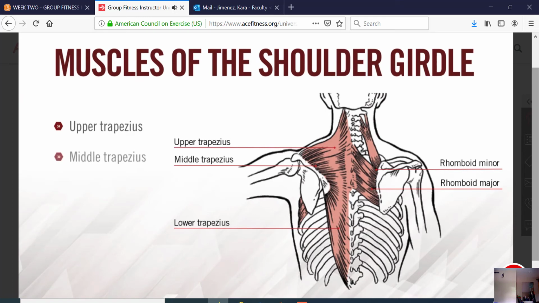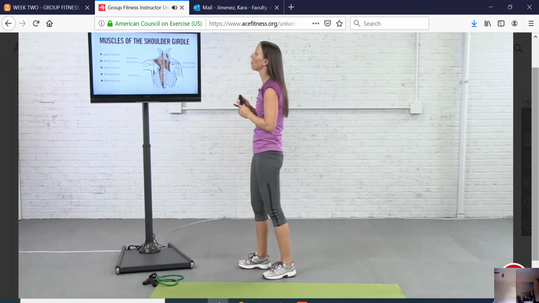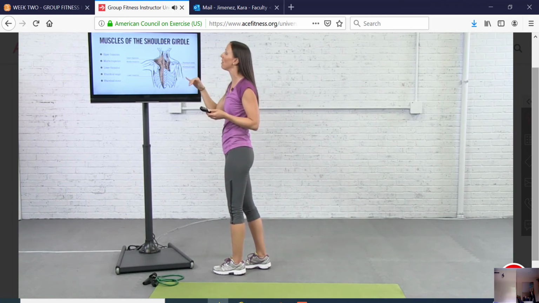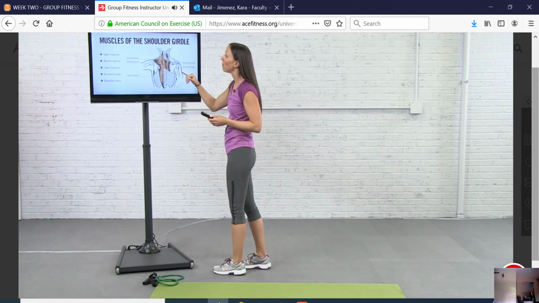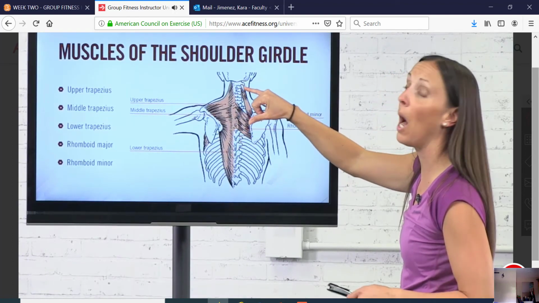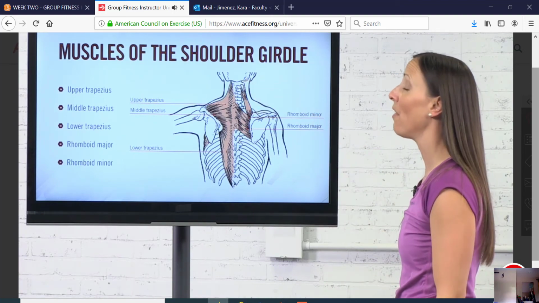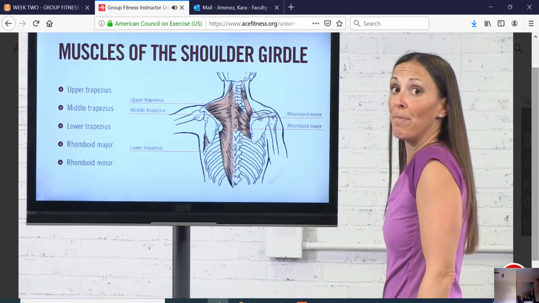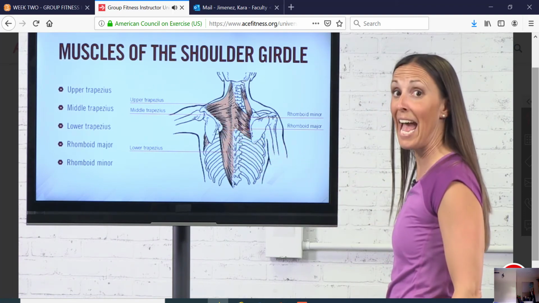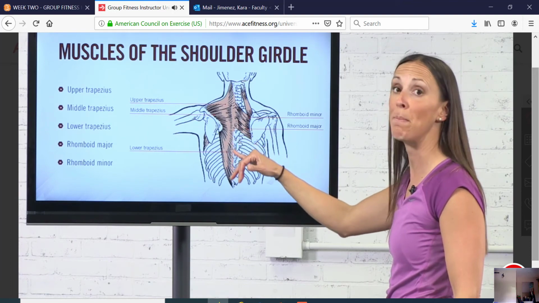We talked earlier about the scapula, the shoulder girdle. The muscles that act on the scapula are the trapezius. I want you to look at the screen for a moment here because the angle of the fibers really helps determine the movement of the scapula. The upper trapezius is going to pull the scapula up. We call that scapular elevation. The lower fibers are going to pull the scapula down. We call that scapular depression.